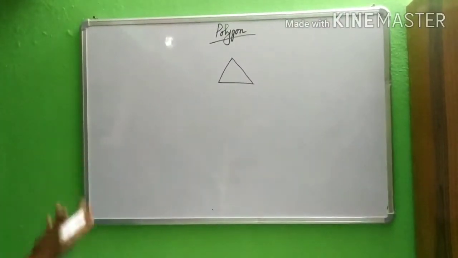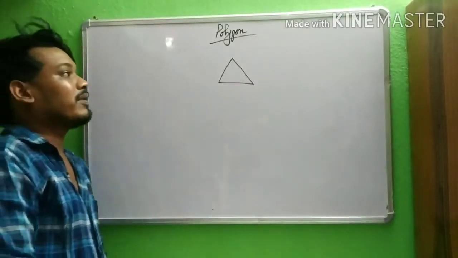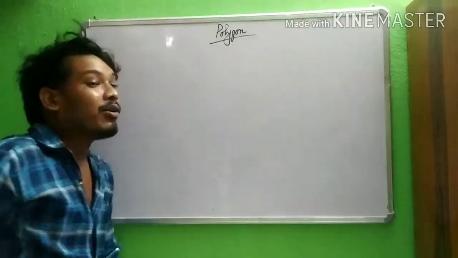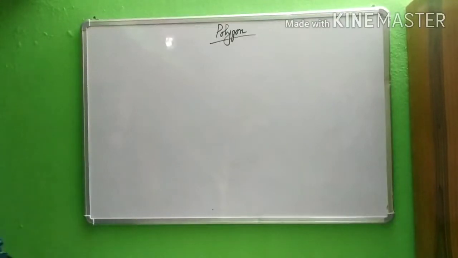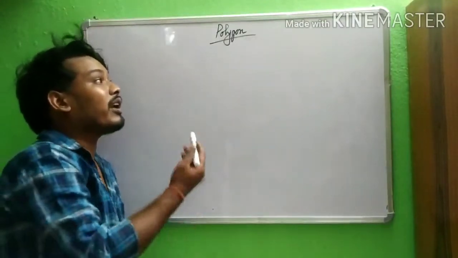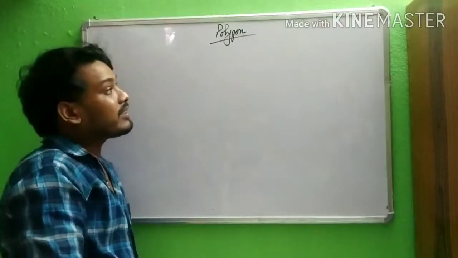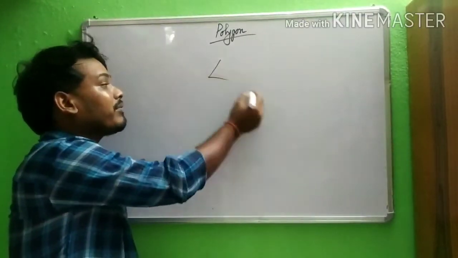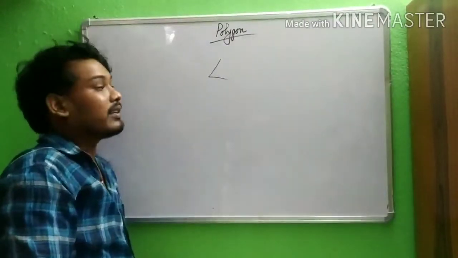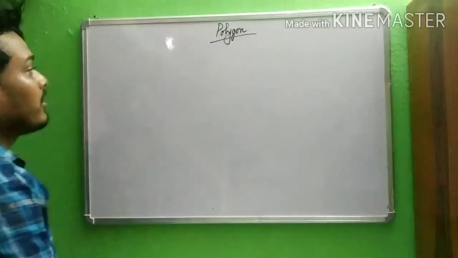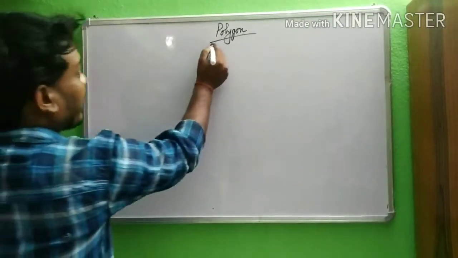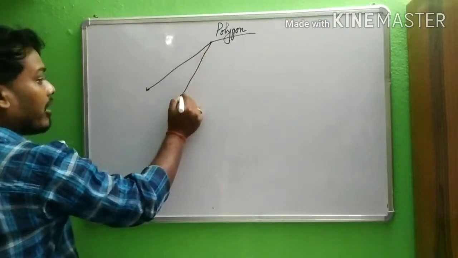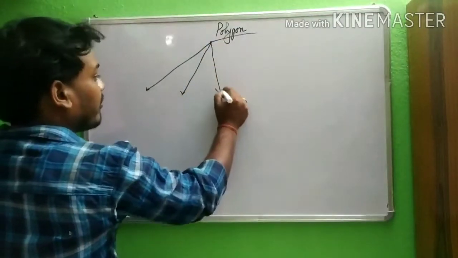So the first question is how many minimum sides are needed to draw a polygon. The answer is 3, because we cannot draw a closed figure with 2 line segments. Now we will divide the polygon according to the number of sides.